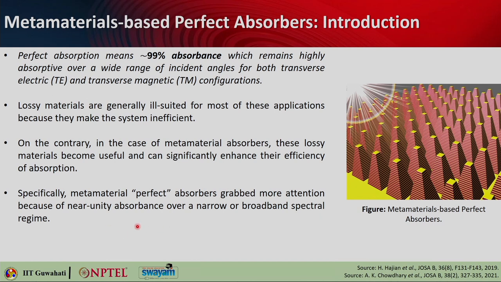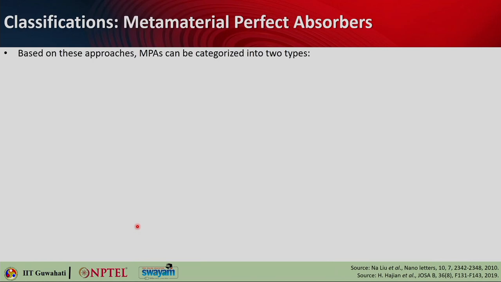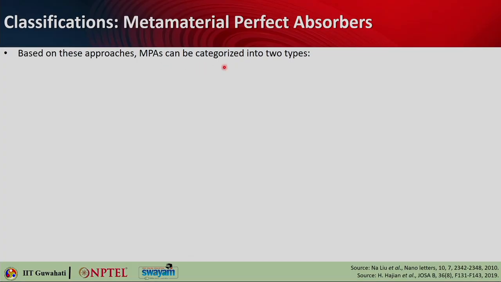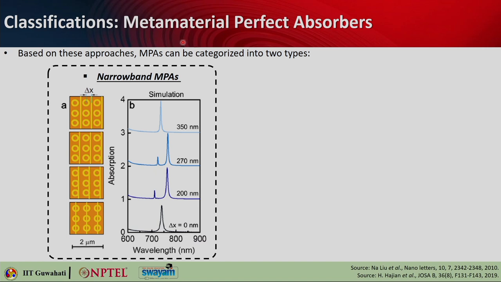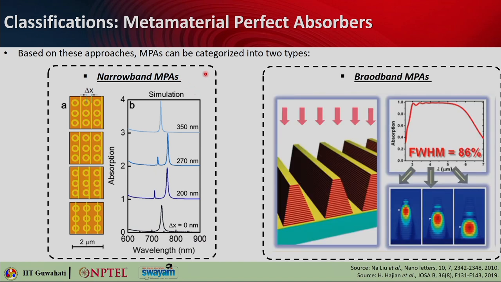Okay. So, recently Metamaterial Perfect Absorbers have grabbed a lot of attention because of their near unity absorption capability over narrow band or broad band. Okay. So, that takes us to the classification of these Metamaterial Perfect Absorbers. As you can see, based on the wavelength range they cater to, you can categorize them into two buckets: narrowband metamaterial perfect absorbers, and then you also have broadband metamaterial perfect absorbers.